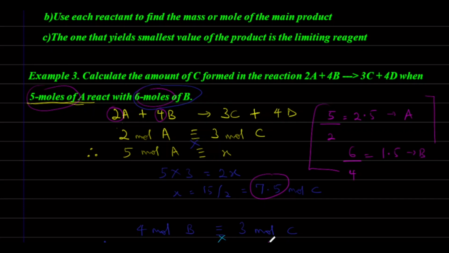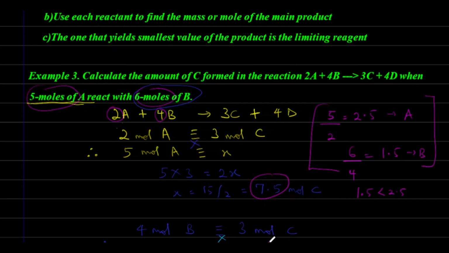Then we can say, according to what we have done, that 1.5 is less than 2.5. Therefore, B is our limiting reagent or reactant, while A is known as the excess reagent. Since B is the limiting reagent, it is the one that will determine the end of the reaction. Since it's already used up, the reaction cannot proceed. These are the 2 ways of identifying the limiting and the excess reagents in a reaction.